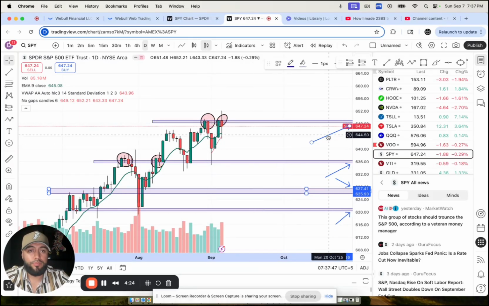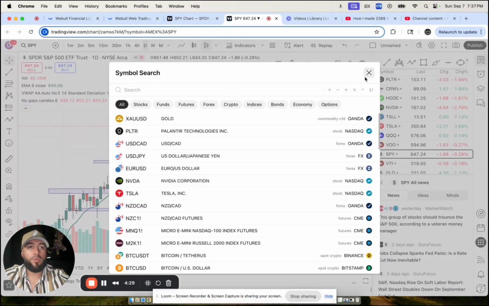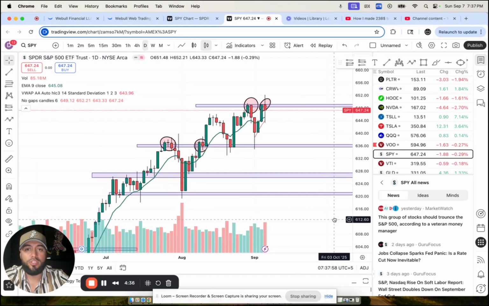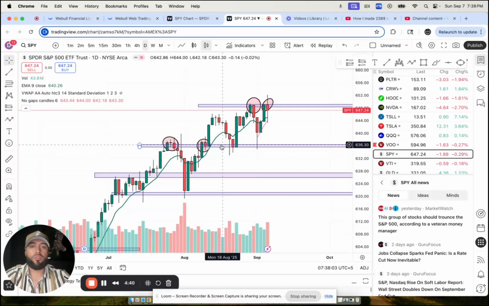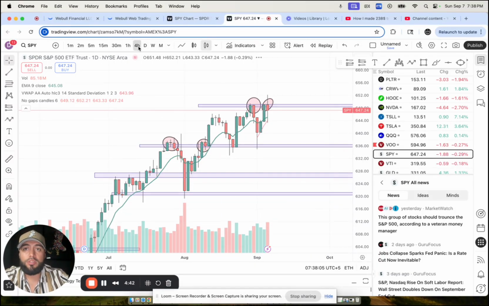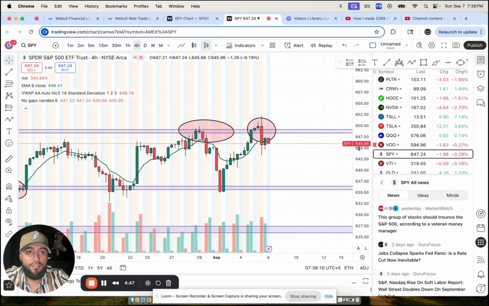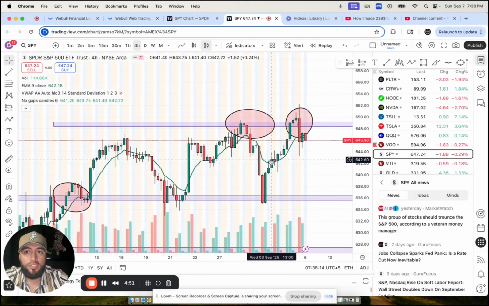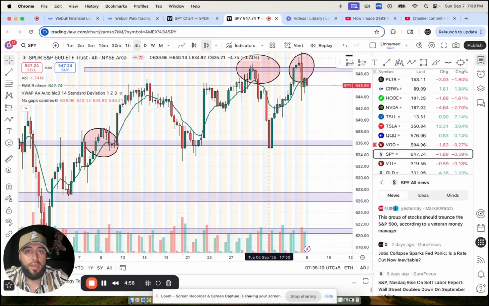So what does that mean? That means that we are getting information that the stock has a reaction in those areas, whether it's a bounce or a rejection. And so now we go to the lower time frames, right? We go to the 4-hour time frame. You can see here, we do have a rejection in these 648, 649 zones. We have 2 rejections there.